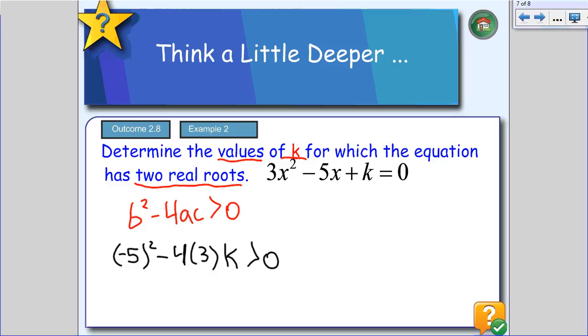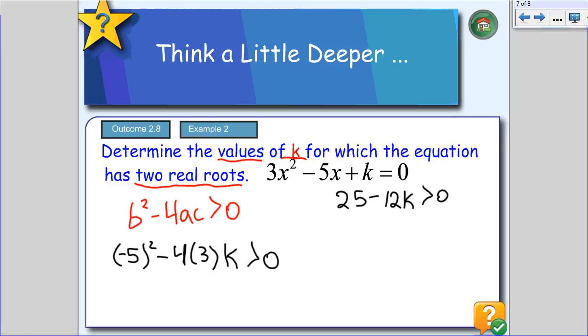What is negative 5 squared? 25. Minus, what's 4 times 3? Minus 12k is greater than 0. We're gonna work through it. We have another question. Well, we changed another one to positive, so why did we change that one? That was minusing a negative. We don't have a negative. Oh. Yeah.